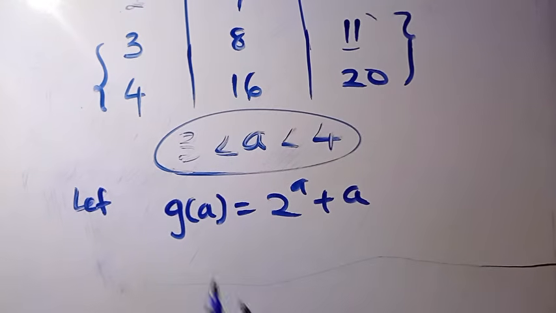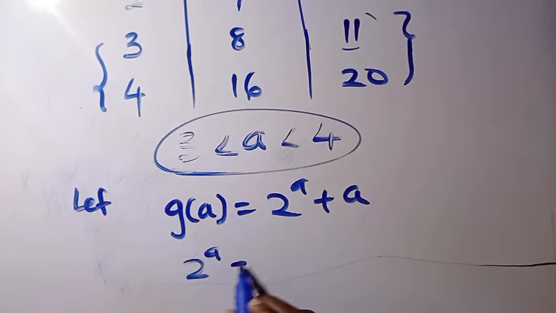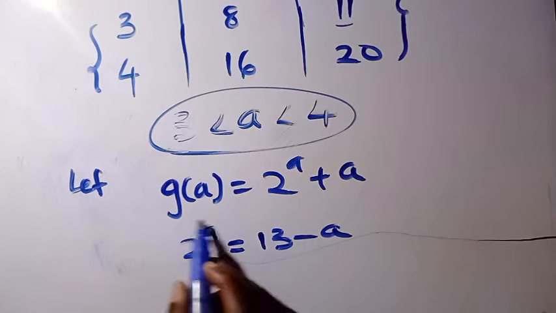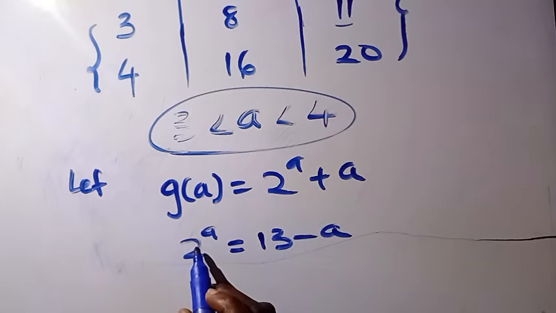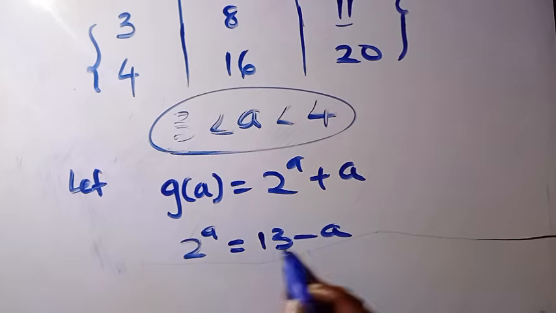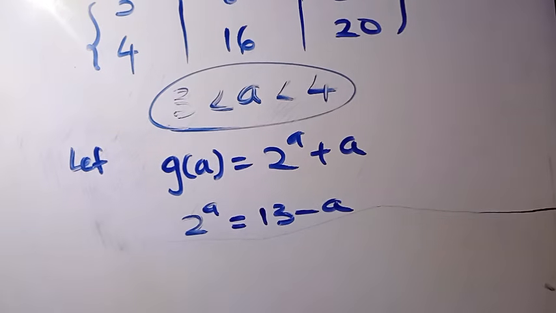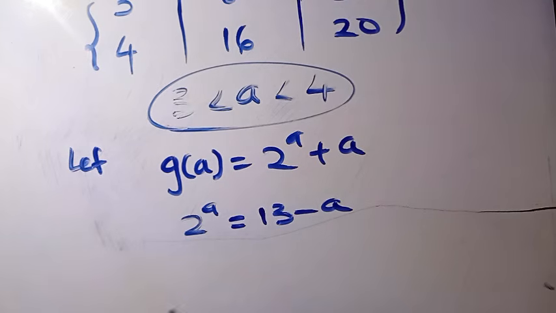Then instead of this, suppose I take 2^a to equal 13 - a. Again, the left-hand side, which is 2^a, increases faster, while the right-hand side, 13 - a, keeps decreasing, because the value of a is positive. So this shows that we can only solve this by Lambert omega functions.